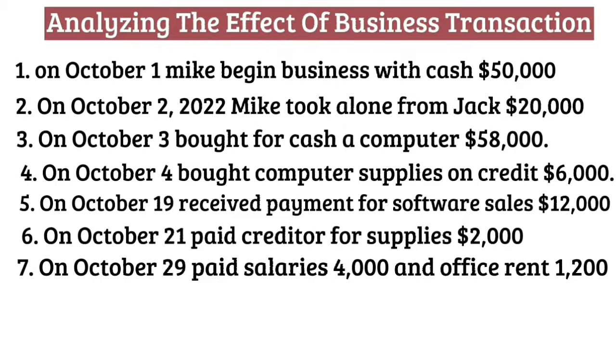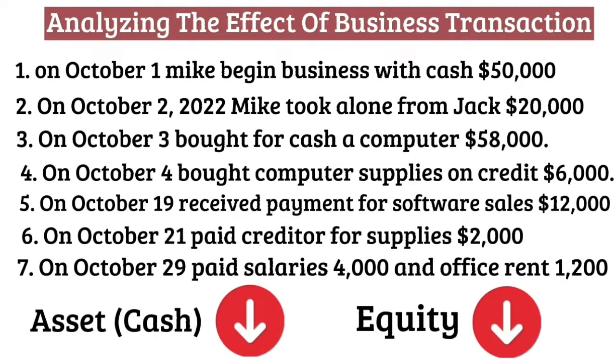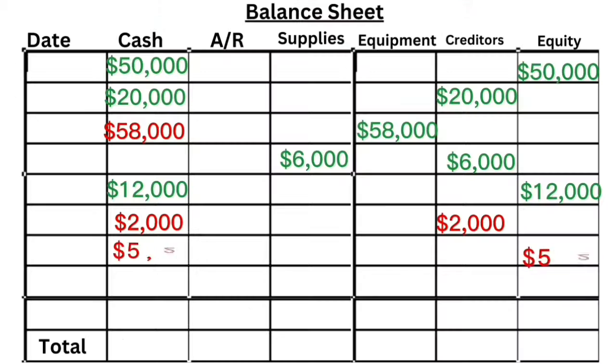On October 29th, paid salaries $4,000 and office rent $1,200. This transaction decreases both asset and equity. The balance sheet will show both cash and equity decreased by $5,200.